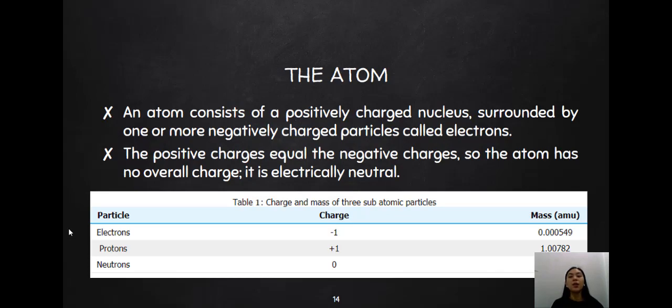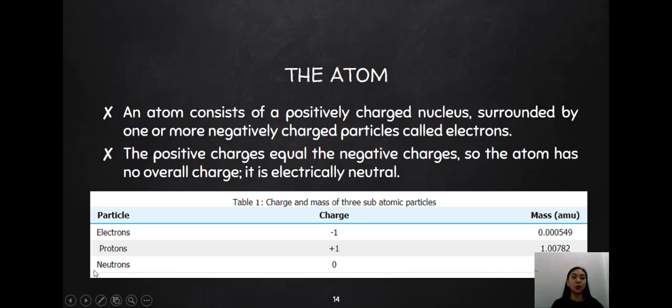As you can see here, we have a table which contains the charge and the mass of the three subatomic particles. Of course, you have your electron, and as we have been already dealing with your electrochemical energy, you know that an electron has a negative charge. And as you can see here, its mass in terms of the atomic mass unit is 0.000549 or 0.00055 atomic mass unit.